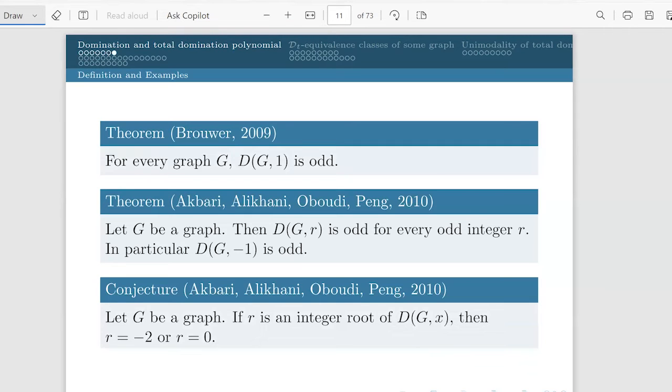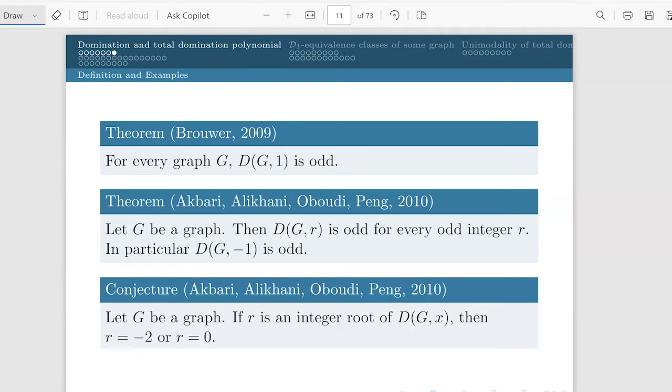Another interesting theorem that Brouwer proved at a conference in Tehran in 2009. I asked Brouwer a question, that I think the domination polynomial of G at -1 is odd, and after 2 days he proved this nice theorem: for every graph G, D(G, -1) is odd. In other words, the number of all dominating sets in any graph is an odd number.